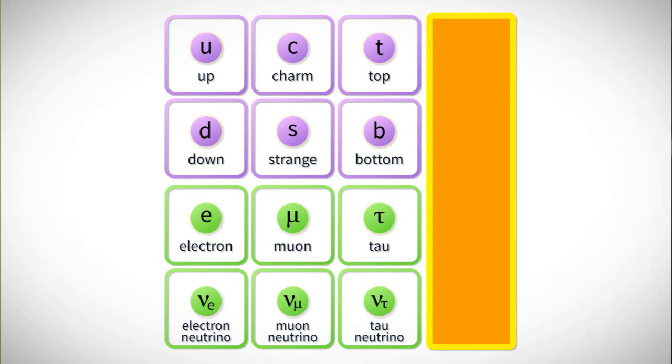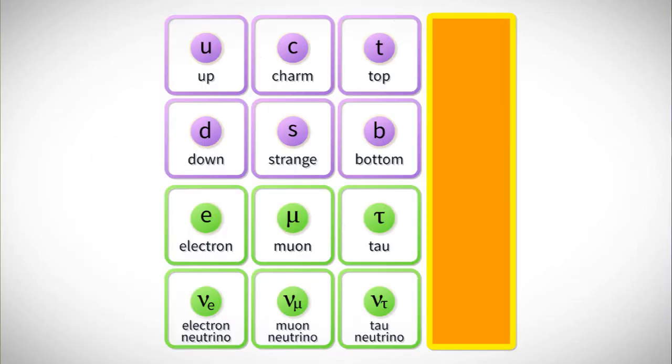Although they barely have any mass at all, each neutrino from left to right is just a little more massive than the neutrino that comes before. The electron neutrino is the least massive, and the tau neutrino is the most massive. Along with electrons, muons, and taus, neutrinos make up the category of leptons.